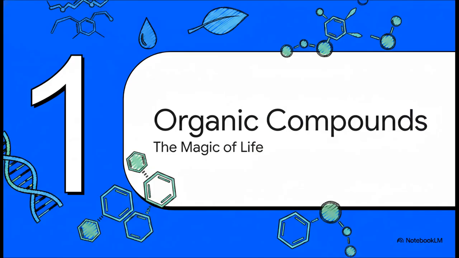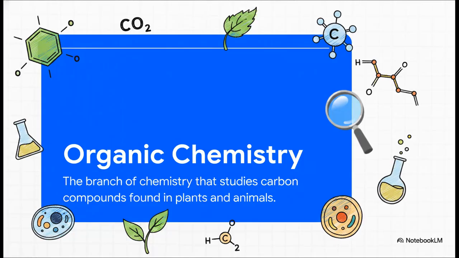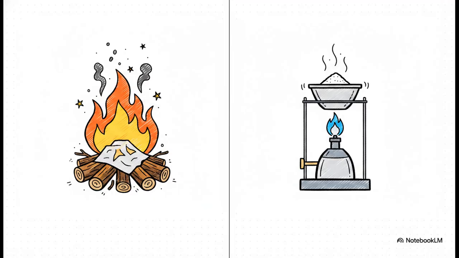Section 1. The magic of organic compounds. So, organic chemistry is entirely focused on compounds containing the element carbon. Now, sure, there are a few exceptions, like carbon dioxide or carbonates, but generally speaking, if it's an organic compound, carbon is absolutely the star of the show. This encompasses all those substances derived from plants and animals, but it also includes the millions of synthetic compounds created in modern laboratories.